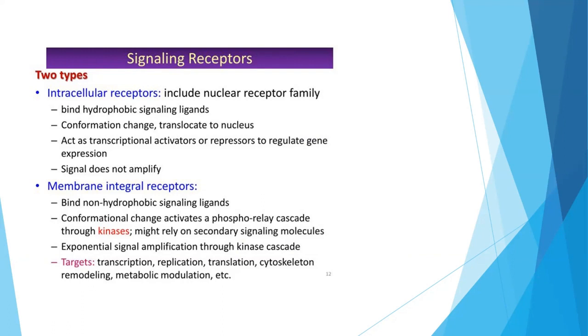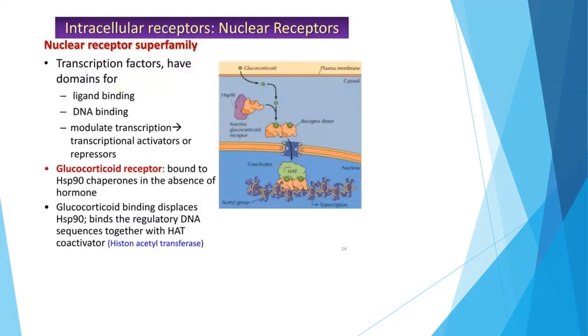In the case of membrane integral receptors, they bind the non-hydrophobic signaling ligands. There's a conformational change that activates a phosphorylation cascade through kinases, which are enzymes, and they might rely on secondary signaling molecules. The exponential signal amplification is through the kinase cascade, and the targets are transcription, replication, translation, cytoskeleton remodeling, and metabolic modulation.